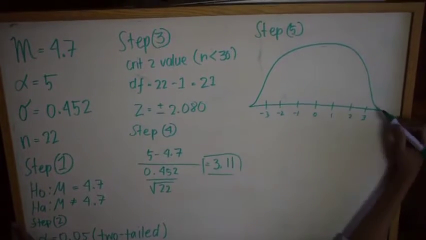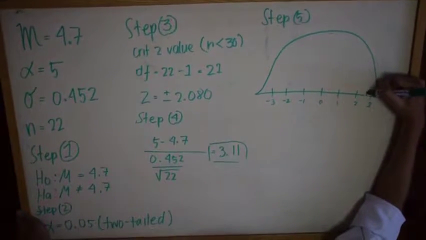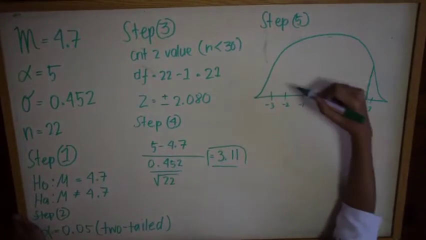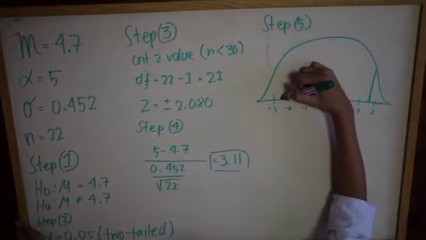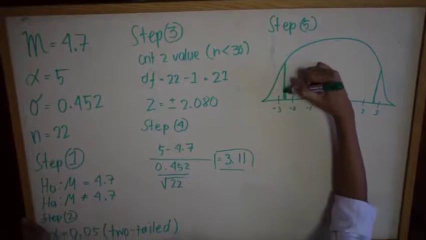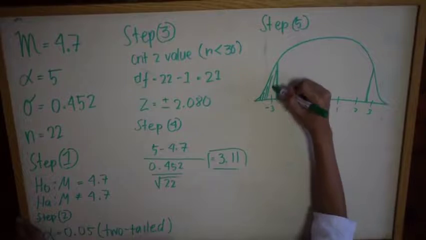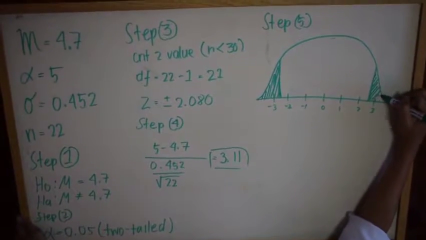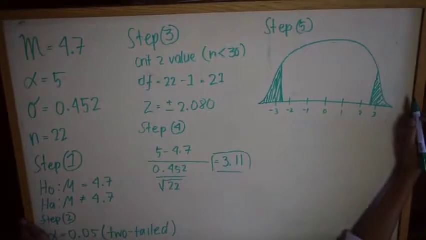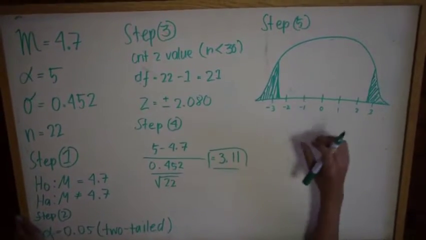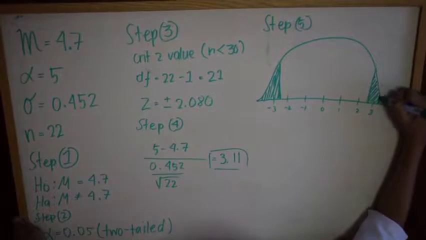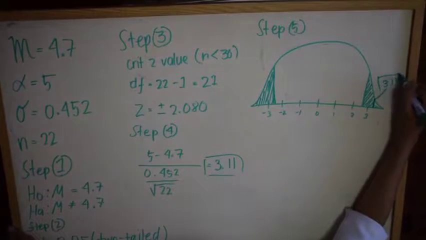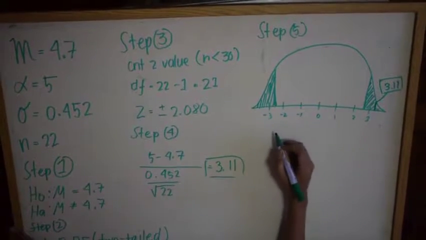The positive 2.080 is located here. And since it's a two-tailed test, we need to label the negative 2.080 also. So our 3.11 is located here, and 3.11 falls in the rejection region. So we need to reject H0.